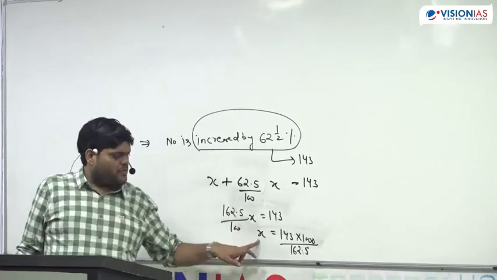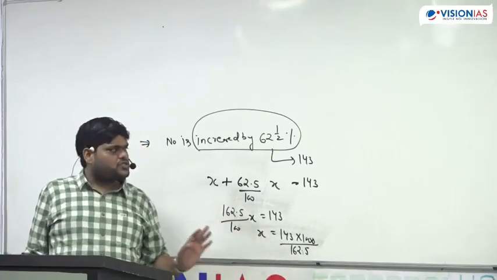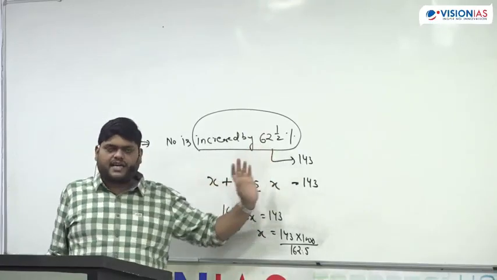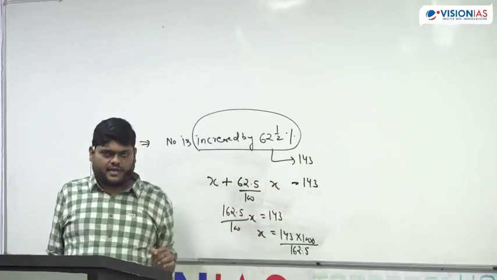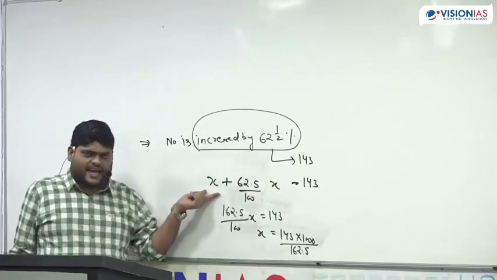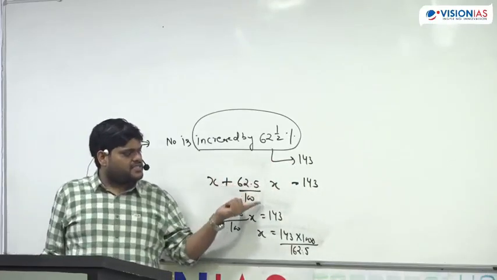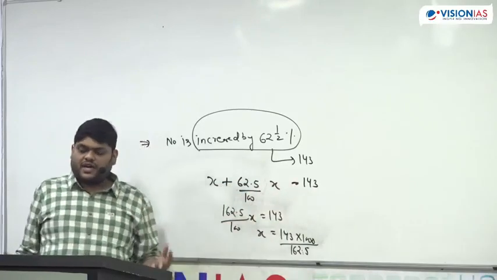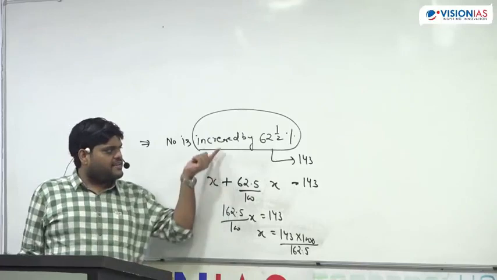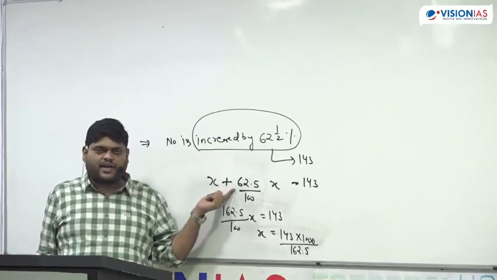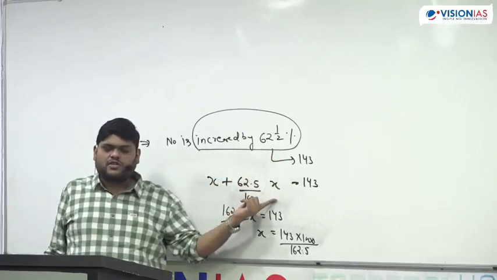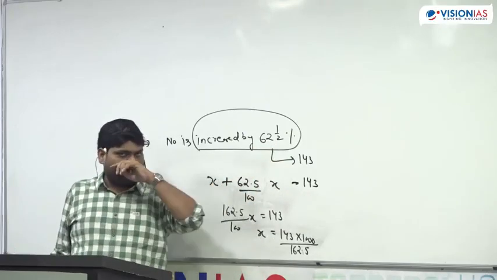So from here we can find the value of x. The question was, when a number is increased by 62.5%, the number becomes 143. So suppose the number was x, it is increased by 62.5%. Now the number becomes 143. I told you yesterday, whenever the word increase is there, that means addition is going on. How much addition? This much percent. So we find this much percent, and now the number becomes 143.